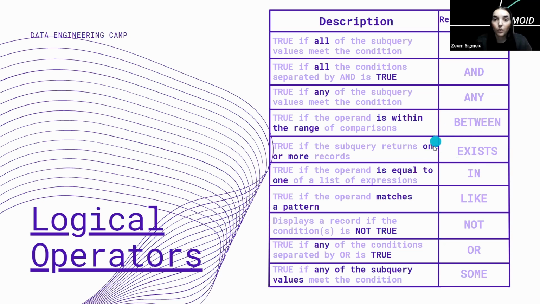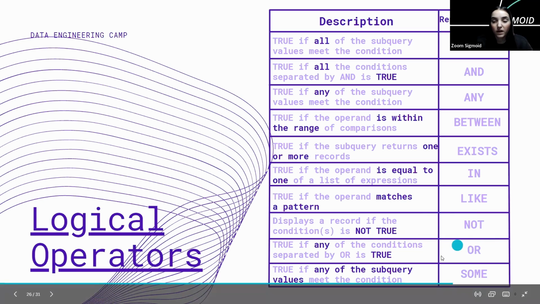We have the operator EXISTS. It's true if the subquery returns one or more records. IN is true if the operand is equal to one of a list of expressions. We have LIKE. LIKE is true if the operand matches a pattern. About the LIKE operator, we'll talk more a bit later. We have the NOT operator, which is the negation. We have OR, which is true if any of the conditions separated by OR is true.